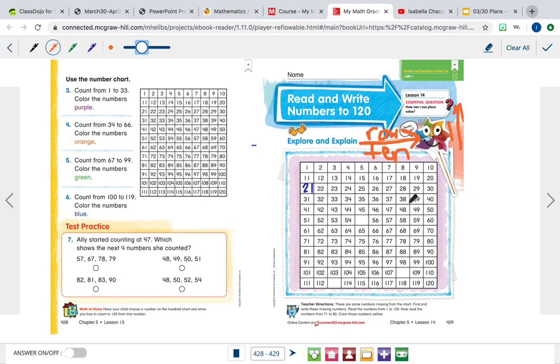Let's see if it does that in the other rows. 4 tens, 4 tens, 4 tens, 4 tens, 4 tens, 4 tens, 4 tens, 4 tens, 4 tens, and then it goes to 5. So it looks like in our hundreds chart, the tens stay the same until the very last number, and then it goes up.